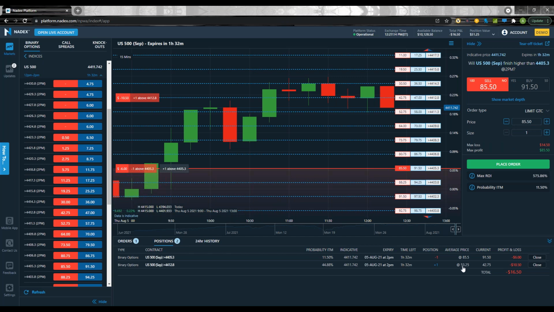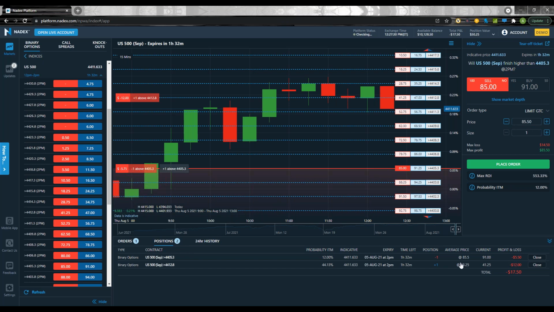Our average price, that's just going to be the price we paid to get in. If you got into multiple contracts at multiple different price points, let's say I got a contract at $10 and a contract at $20, that would say my average price was $15. Again, fairly self-explanatory. The current price, that's going to be the current price.